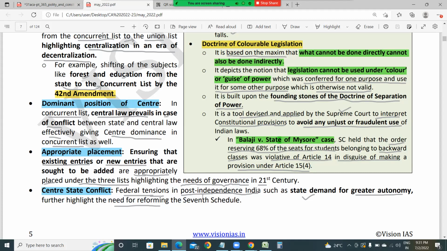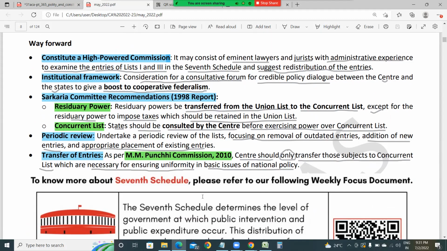Now let's move to the way forward on this topic. A high-powered commission should be constituted, which may consist of eminent lawyers and jurists with administrative experience, to examine the entries of List 1 and List 3, that is the Union List and Concurrent List in the 7th Schedule, and suggest redistribution of the entries.